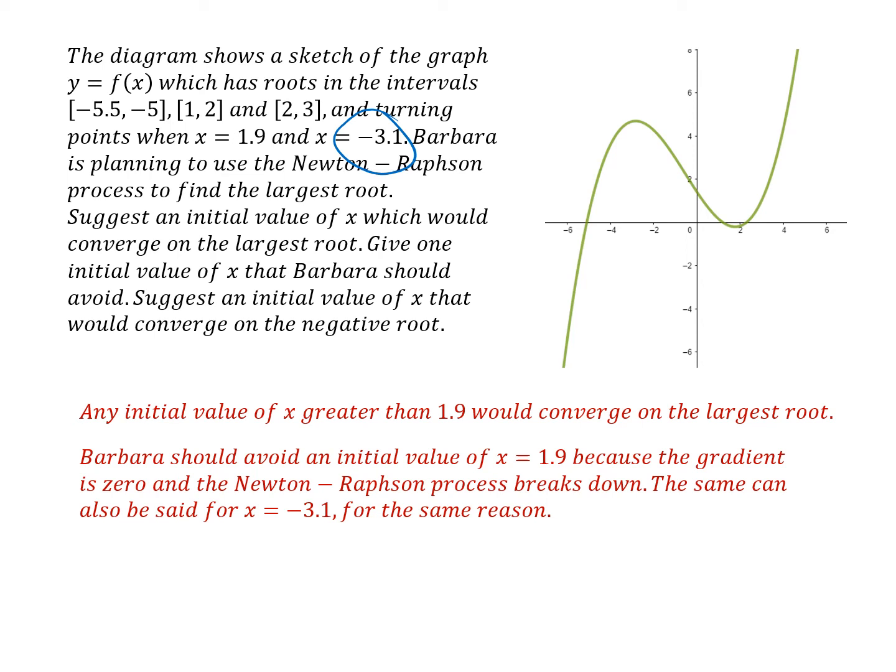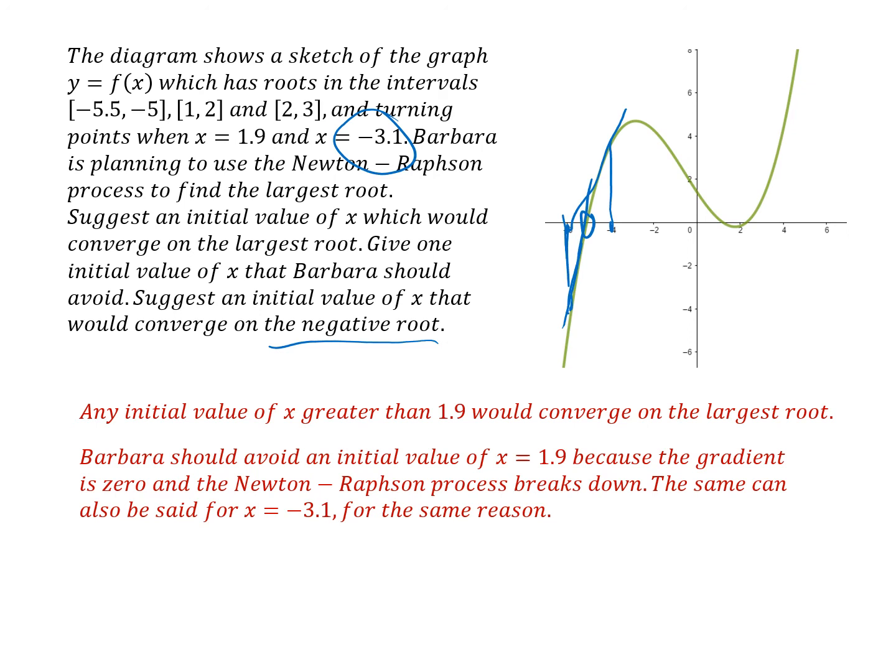Okay. Let's look at the final part of the question now, the initial value of x that would converge on the negative root. That's this negative root here. So if we chose a value of x equals -6, then the tangent would converge on the negative root. If we chose a value of -4, then the tangent would again converge on the negative root.